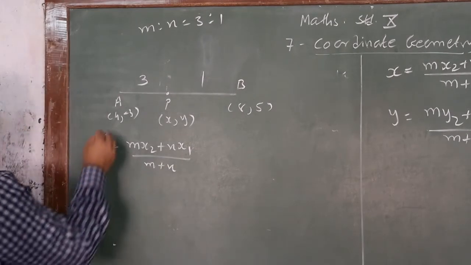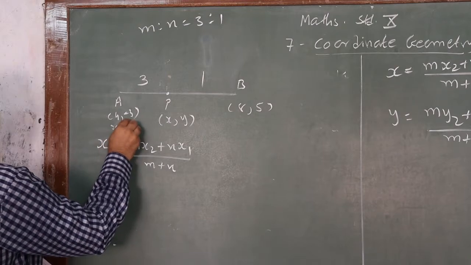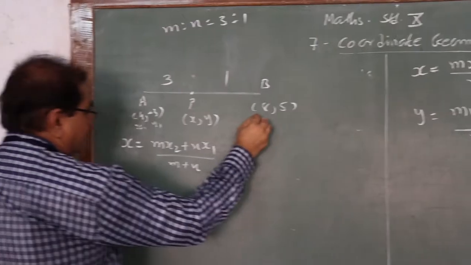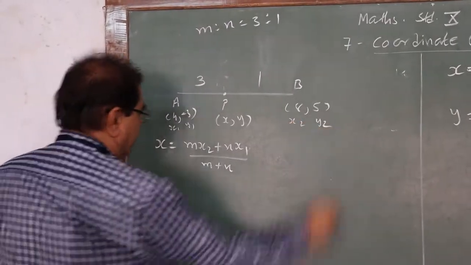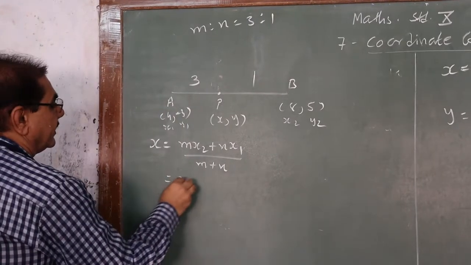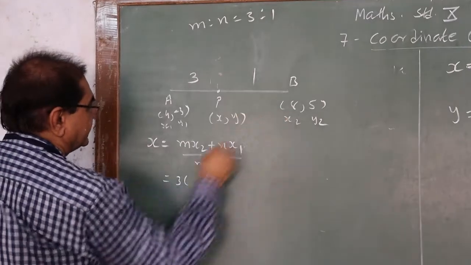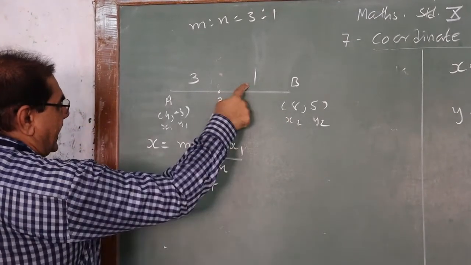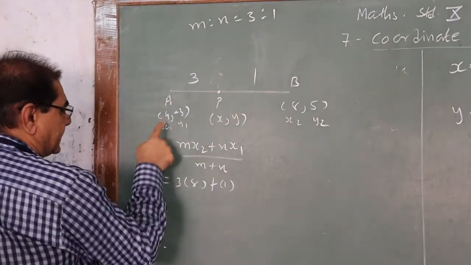Now what is x1, x2, you understand? A means x1, y1 and B means x2, y2. So what is the value of m here? 3. And what is x2? x2 is 8, n is 1. What is x1? 4.